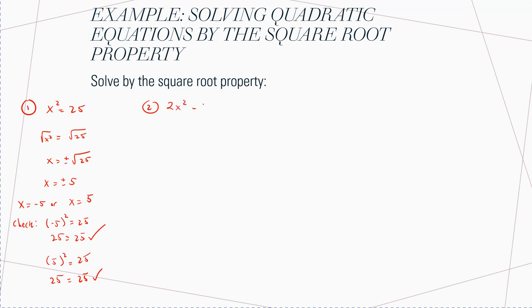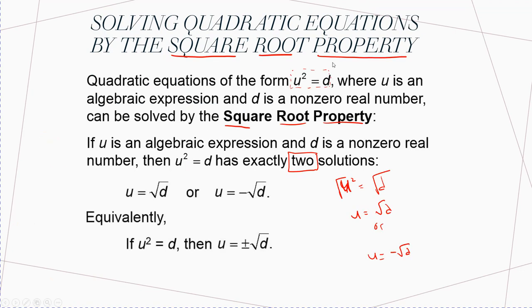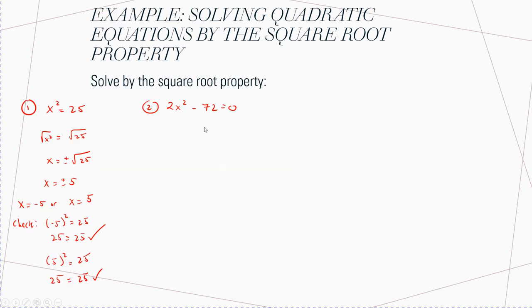All right, let's try this one. 2x squared minus 72 is equal to 0. All right, so what you might ask yourself is, well, how do I know I'm going to use the square root property here? It's set equal to 0. This is saying it has to be set equal to a non-zero number. So whenever you have just a squared term and no x, like we've seen in the previous examples where we solved by factoring, you're just going to move everything over to one side except for the squared term.